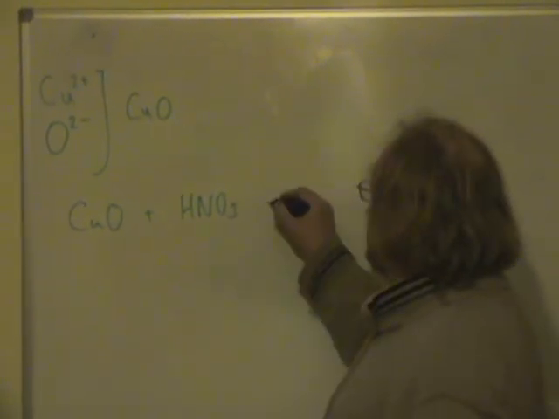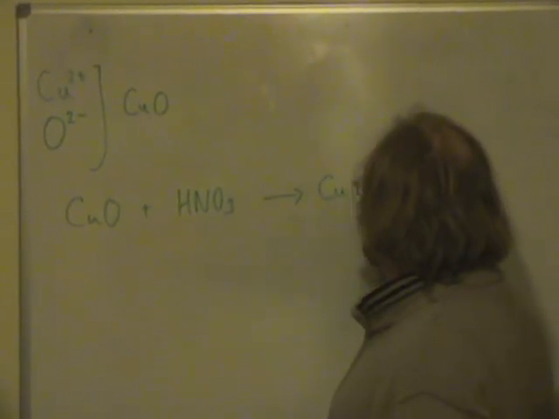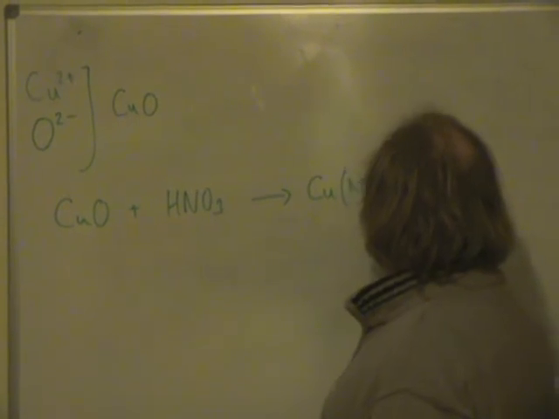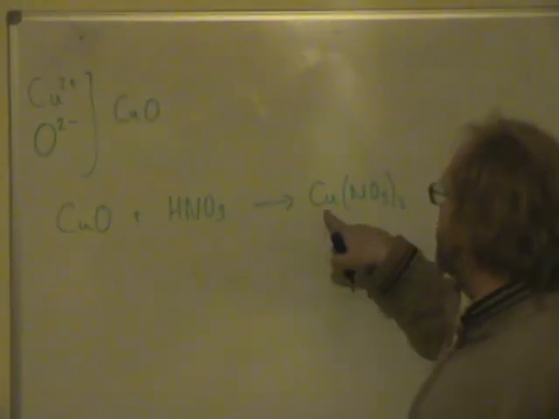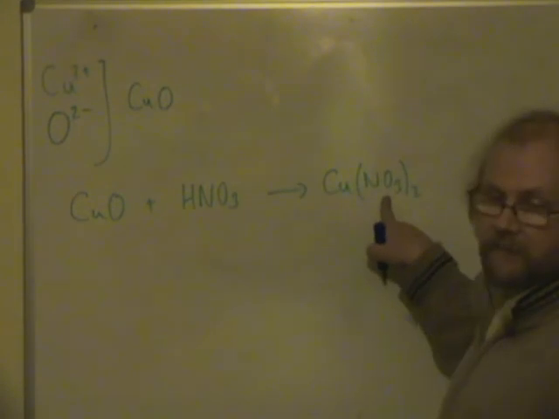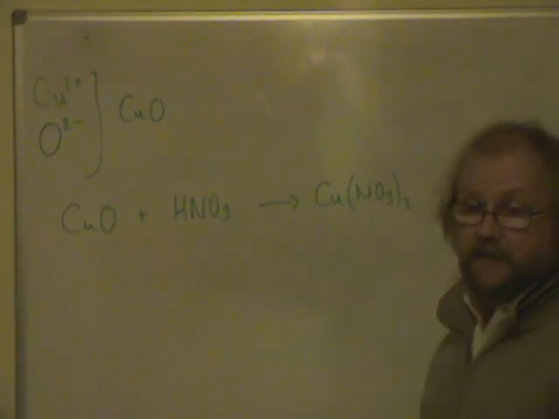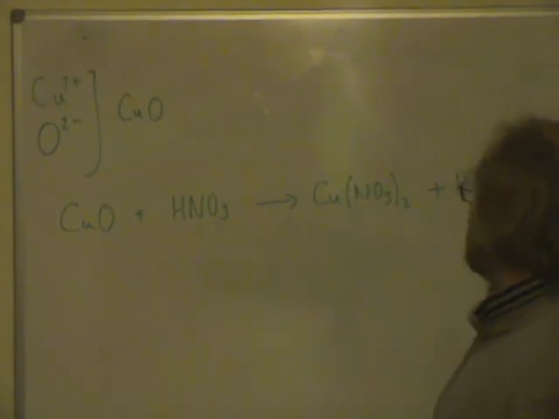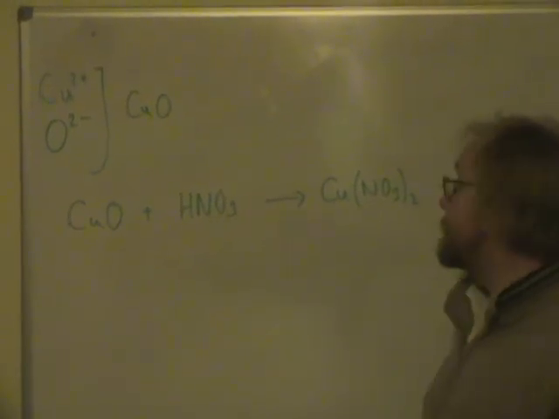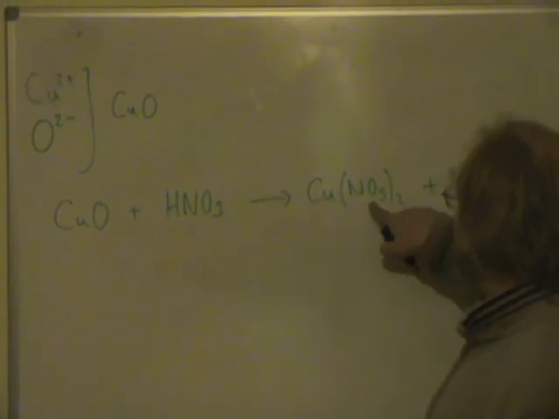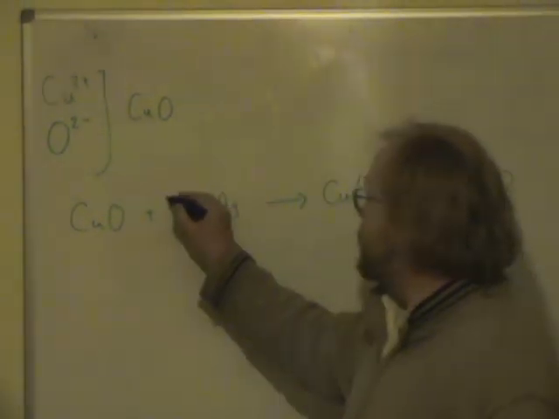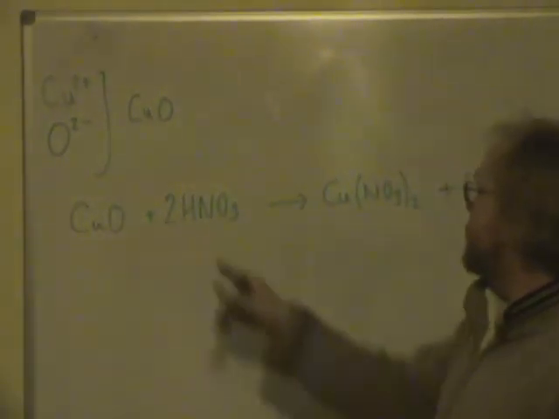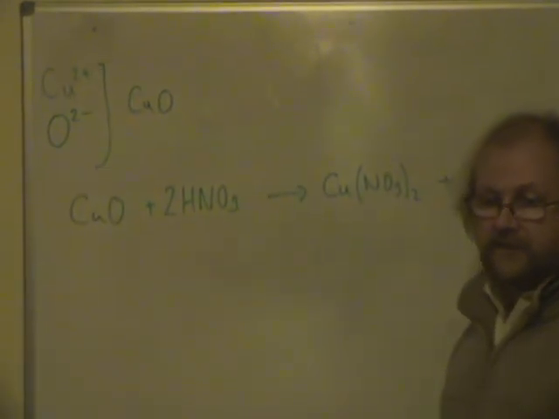So that gives you copper nitrate, and they were kind enough to give you the formula of that. But you can see where that comes from. Copper is 2 plus, nitrate is 1 minus. So hence that formula. And the other product will be water. And you can see that it doesn't balance. We've got 2 nitrates there, so we're going to have 2 nitric acids. Once you've done that, that does the job and it balances.